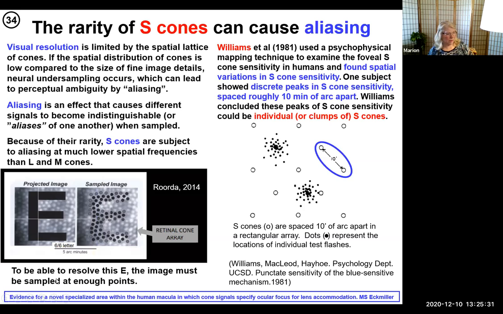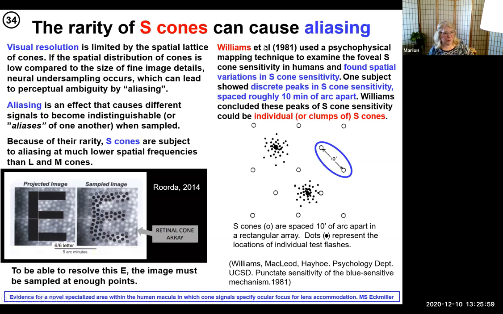published paper. And he says, to be able to resolve this E, the image must be sampled at enough points. So here is his discussion of the individual cones on the retina, and he's projecting an E onto it. And you want to ask, are the cones going to be able to identify that E or not? It depends on how far apart the cones are.